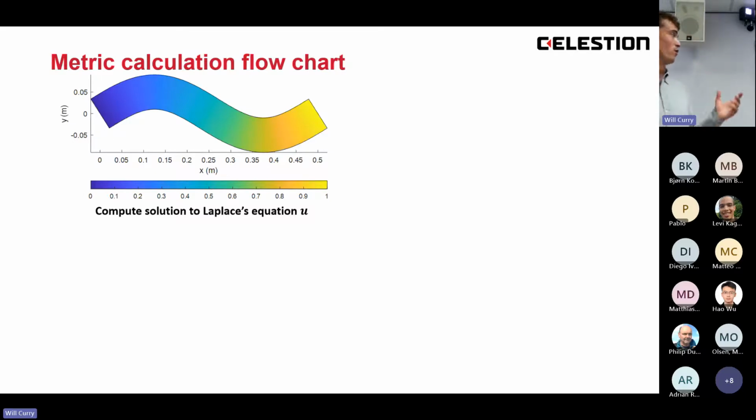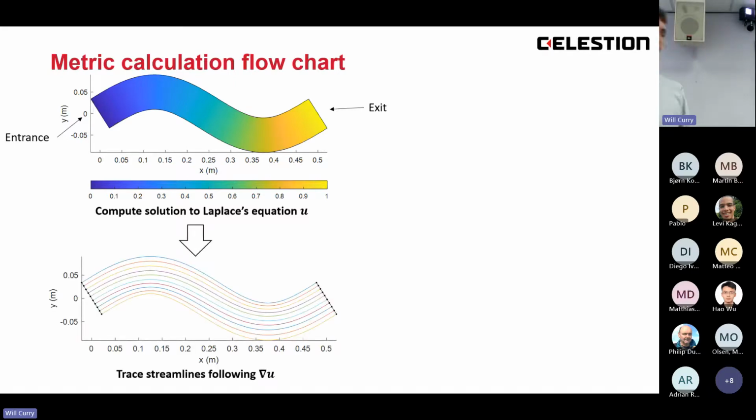In this example, I've got like a thickened sine curve shape. The entrance is here, exit is here, and the boundary conditions are just a value of 0 at the entrance and 1 at the end. So if you thought of this as the heat equation, it essentially just models how the temperature changes throughout the geometry.